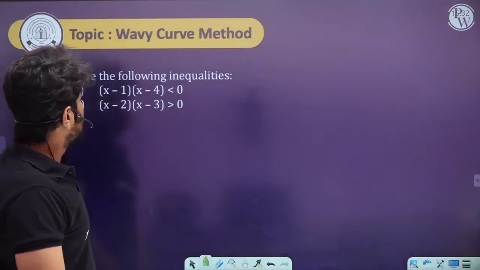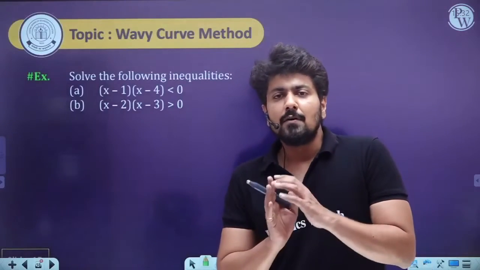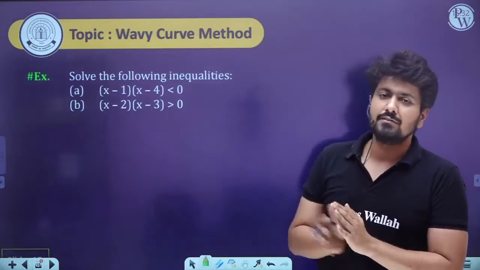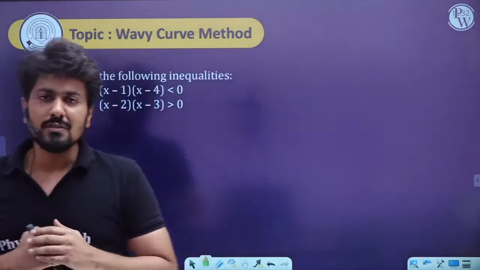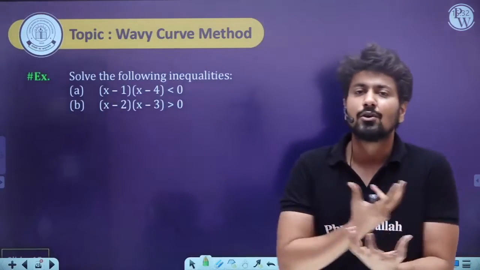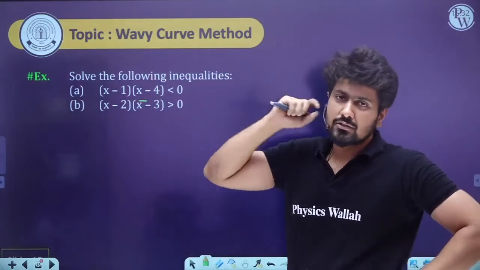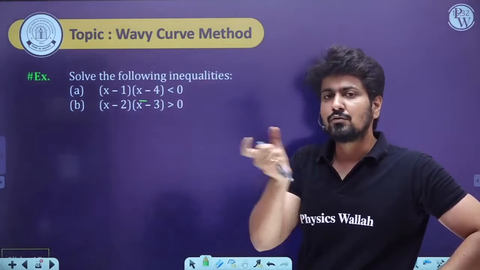Now, here we go. This is the wavy curve method. We are starting it right now. A very important method. Generally, we use this method whenever we are interested in the product of things. Like here we have a product of two things, x minus 1 and x minus 4. There are two factors, a product of two factors.